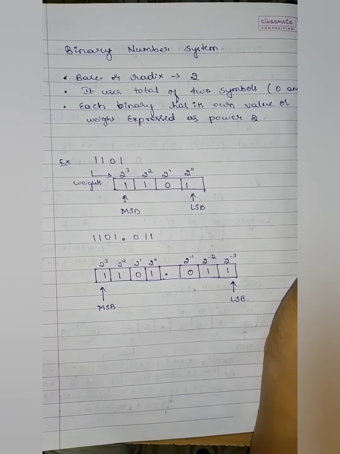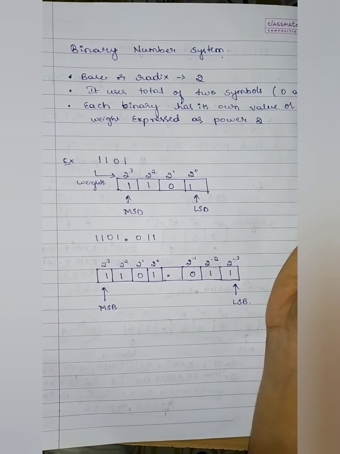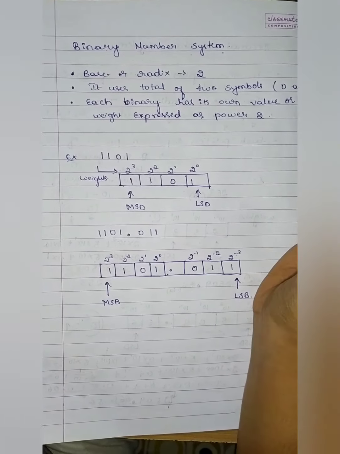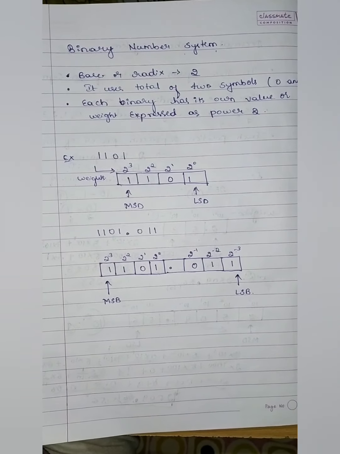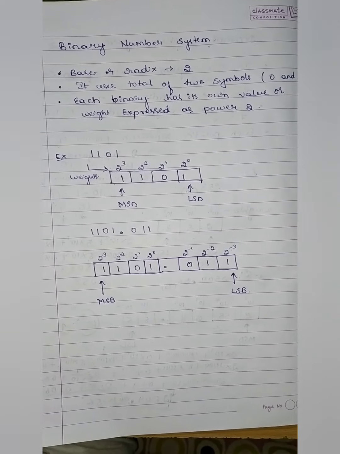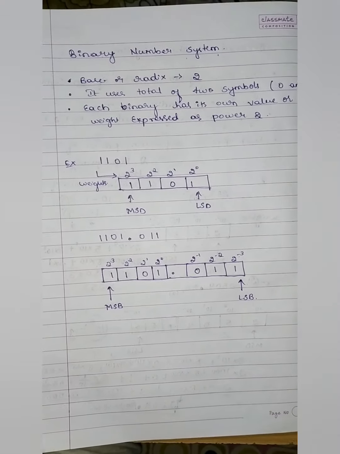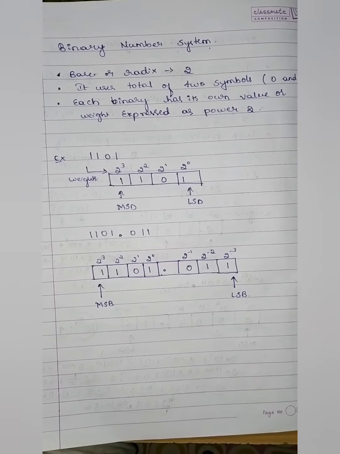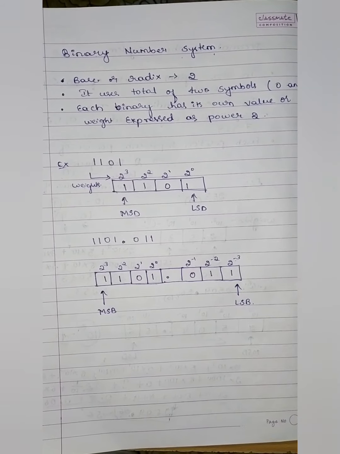Next type of positional number system is binary number system. As the name indicates, binary is nothing but 2. In the decimal number system, sometimes it is not so convenient to implement in a digital system. For example, it is very difficult to design an electronic device that can work with 10 voltage levels.